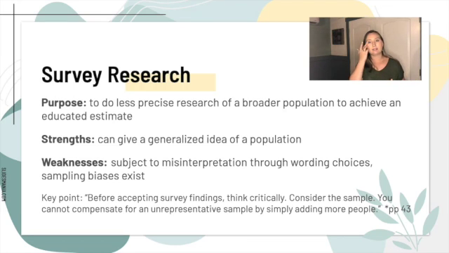The other weakness that survey research tends to have is a sampling bias, which basically means that you may not have every culture, every group represented fully. The key point with survey research is to remember that before accepting survey findings, you need to think critically. Consider the sample. You cannot compensate for an underrepresentative sample by simply adding more people. So an underrepresentative sample is not going to represent the different quirks or the differences between all the different people. And so just throwing more people in the mix does not make an underrepresentative sample a good sample.